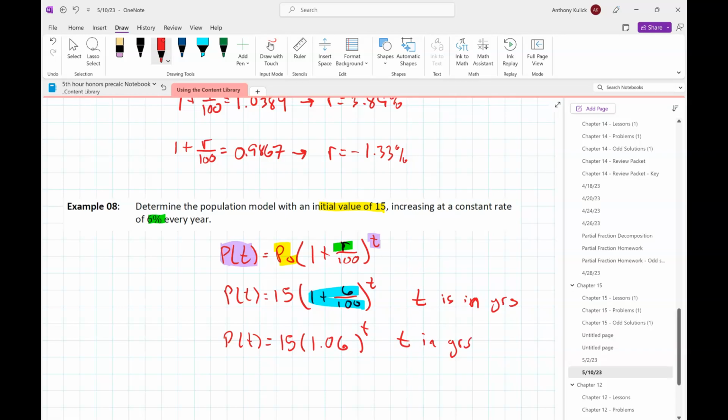We just write that as 1.06. Again, if you're just typing this into your calculator, not a big deal. You don't need to simplify. But if we're asking for the model, typically we want to do that little bit of arithmetic there, right? We want a reasonably simplified answer.